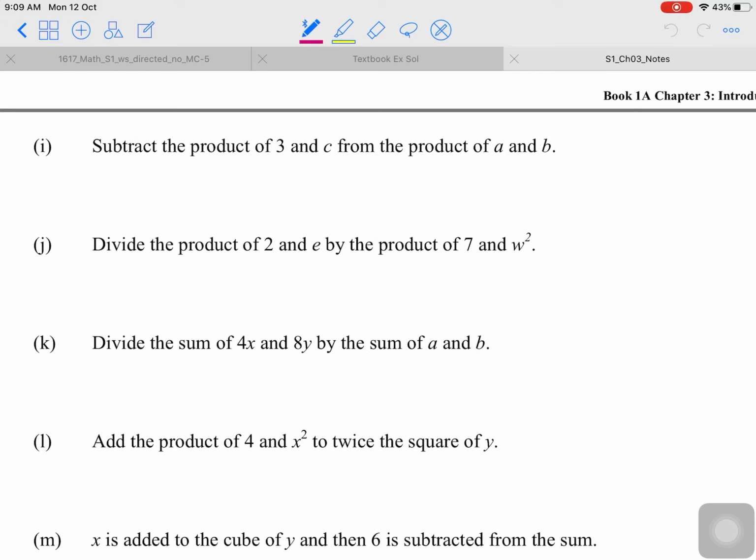Continue the next page. Subtract the product of 3 and c, that means 3c. Subtract it from the product of AB. So it should be like that.